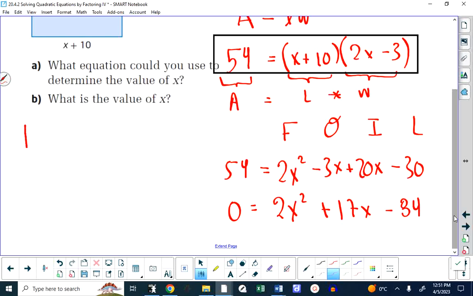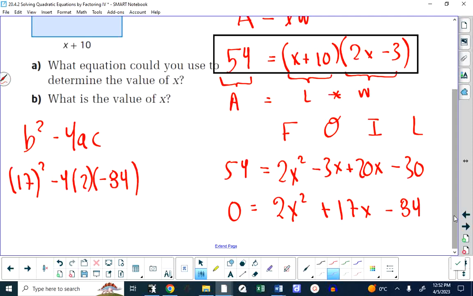We can do our b squared minus 4ac test, and round about maybe Thursday or Friday of next week, you will learn why this test works. There's a reason for it. So grab your calculators, and we need to figure out what 17 squared minus 4 times 2 times negative 84 is.